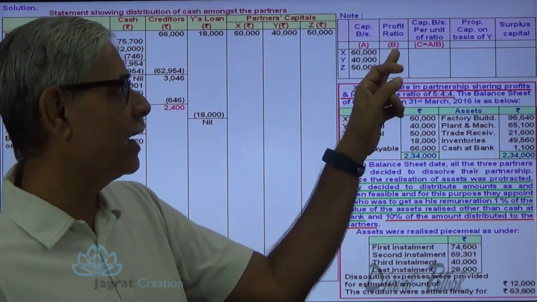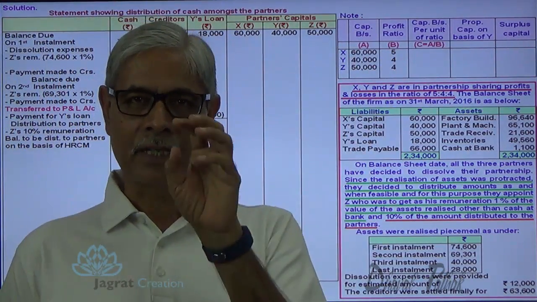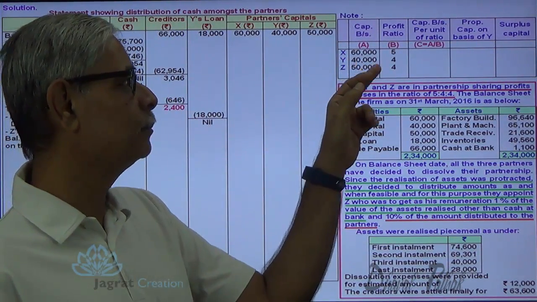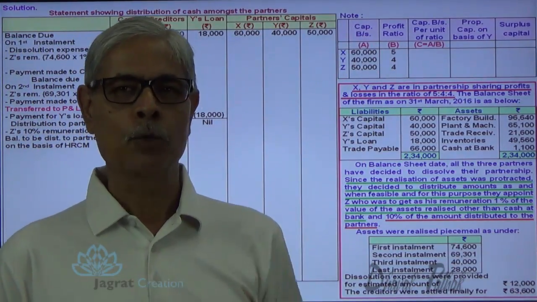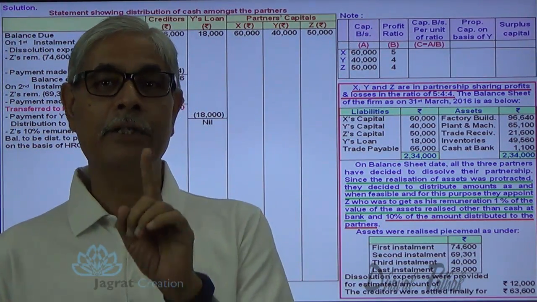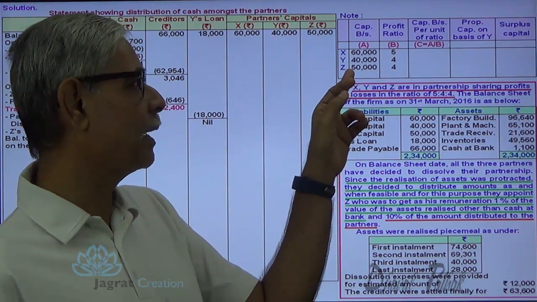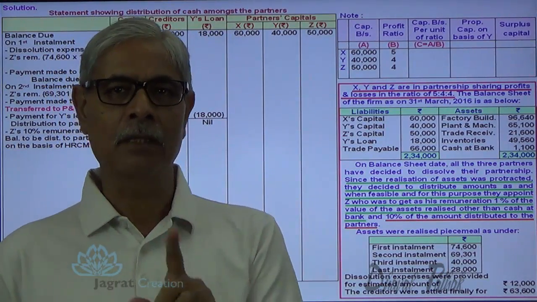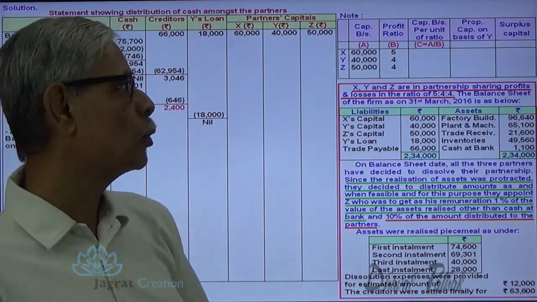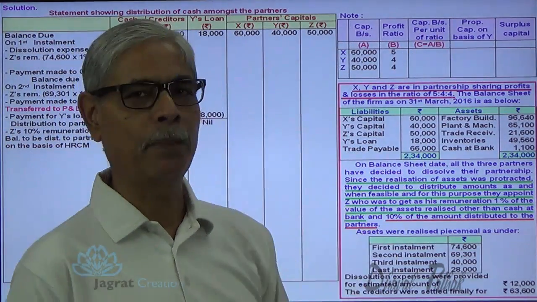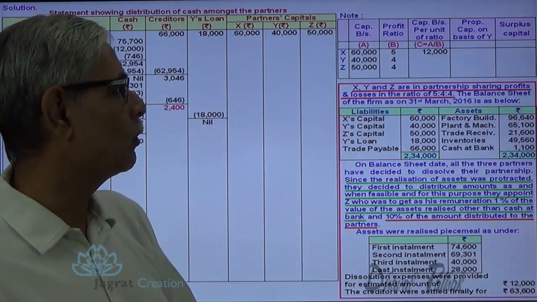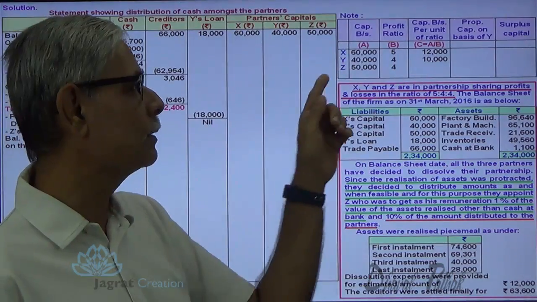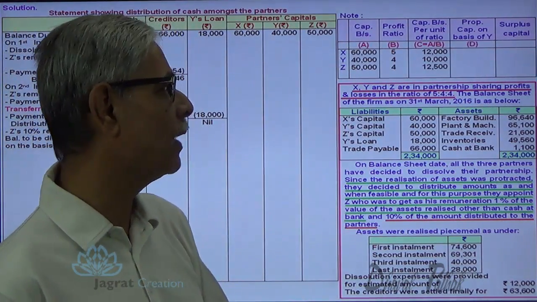So 60,000 divided by 5, 12,000 is the capital per 1 unit of profit. Same way if you work out for Y, for 4 units 40,000 capital, so 10,000 is the capital per unit of profit. 50,000 is the capital for 4 units, so 12,500 is the capital per unit of profit for Z. So capital balance per unit of profit: 60,000 divided by 5, 12,000; 40,000 divided by 4, 10,000; 50,000 divided by 4, 12,500.